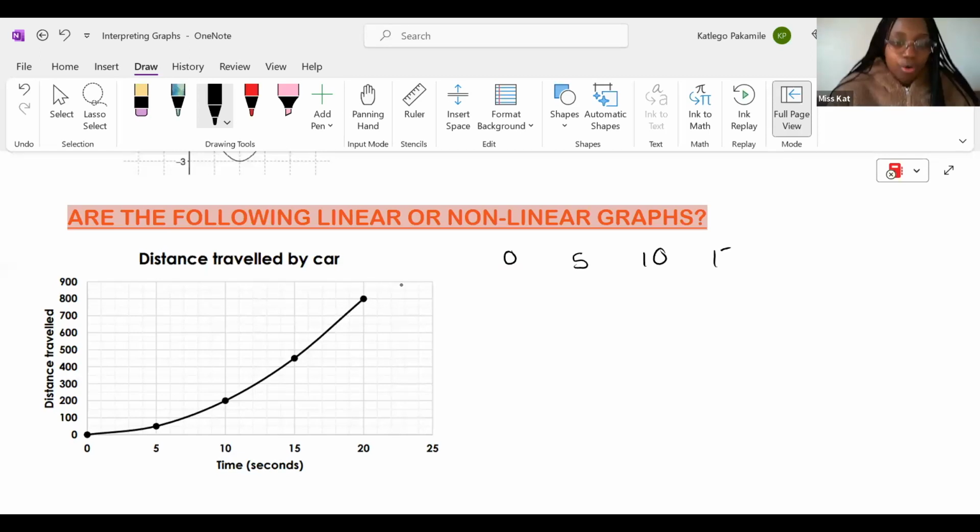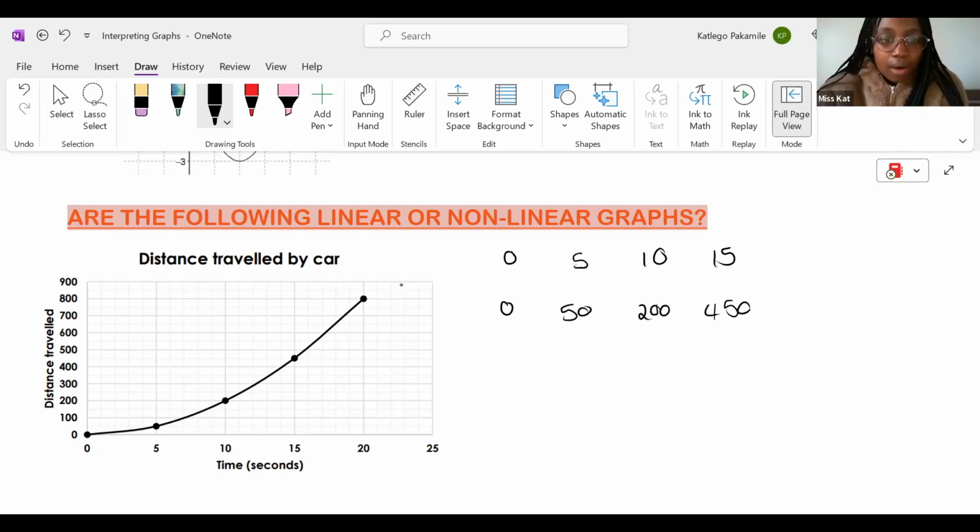Okay, at 0, we were still at 0, right? At 5, we were at 50. What's happening with my handwriting? Nobody knows. Even me, I don't know, guys. This is what happens when I don't see this for weeks. Okay, at 10, we have 200. And at 15, we're all the way at 450.